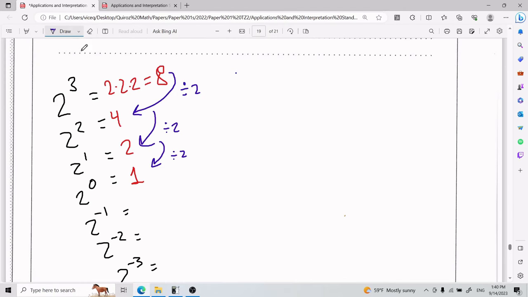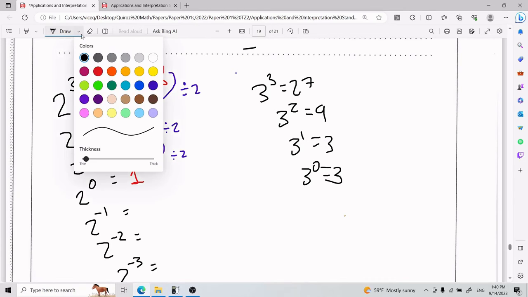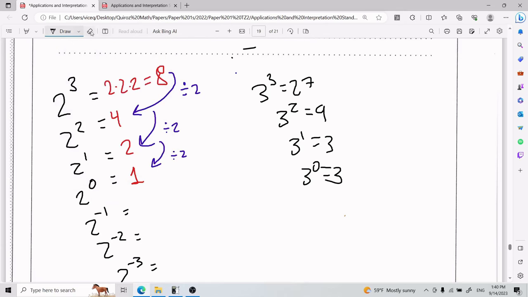It also happens with, just a quick example, 3 to the power of 3 is 27, 3 to the power of 2 is 9, 3 to the power of 1 is 3, and 3 to the power of 0, sorry, my bad, 3 to the power of 0 is 1. And again, it's the same pattern. Here you're dividing by 3, dividing by 3, dividing by 3. You end up dividing it by itself so many times that it's inevitable that you reach 1. So that is why anything to the power of 0 is 1.